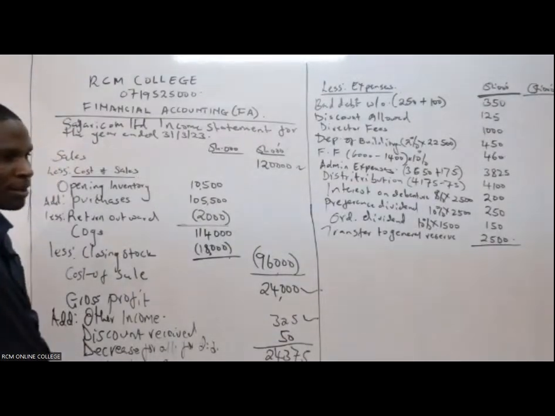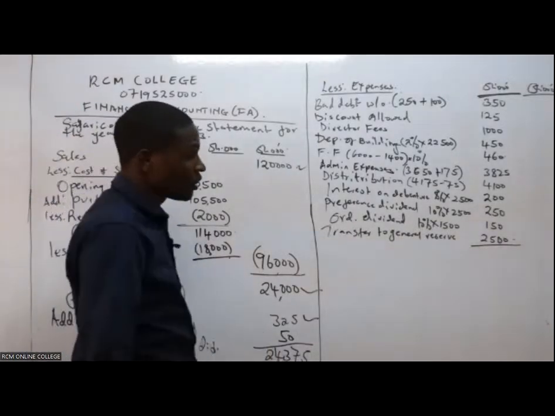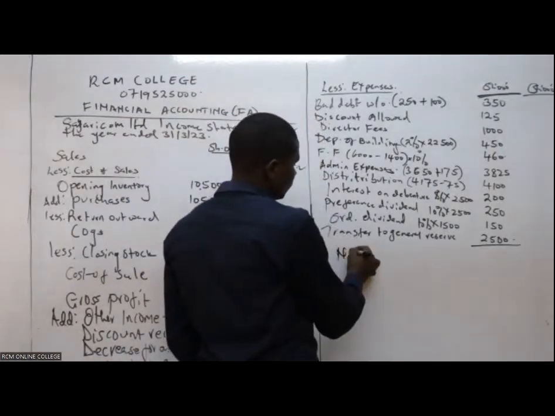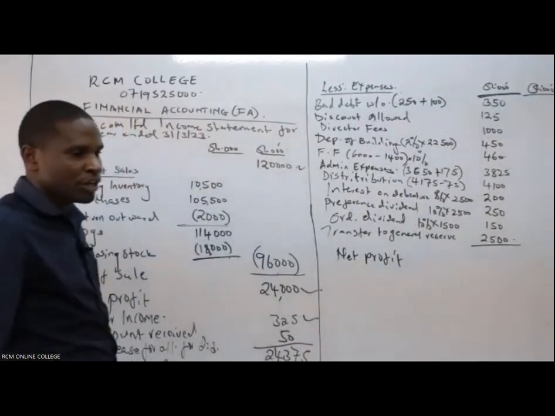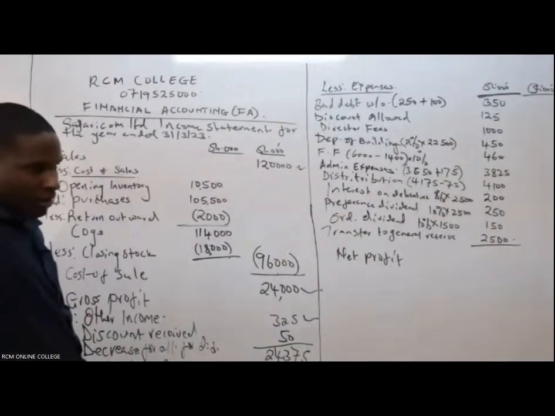Give me the total expense there, so that we are able to subtract it from the total profit and get the net profit. What is the total expense? Somebody is doing it very fast. 350, add 125, 1000, like that until the end. What is our total expense? Total expense is 13,160. That's according to Sharon Onyango.